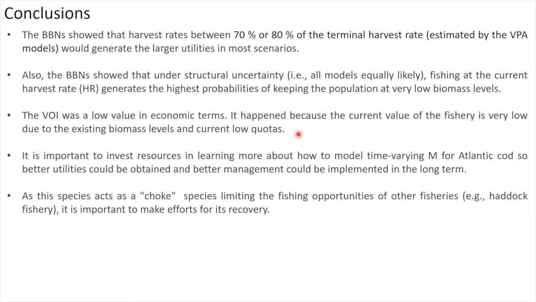As I mentioned before, the value of information was a very low value in economic terms, and it happens because the current value of the fishery is very low due to the existing biomass levels and the current low quotas. So it's important to invest resources in learning more about how to model time-varying M for Atlantic cod, so better utilities could be obtained and better management could be implemented in the long term. As this species acts as a choke species, limiting the fishing opportunities of other fisheries, for example the haddock fishery, it is important to make an effort for its recovery.